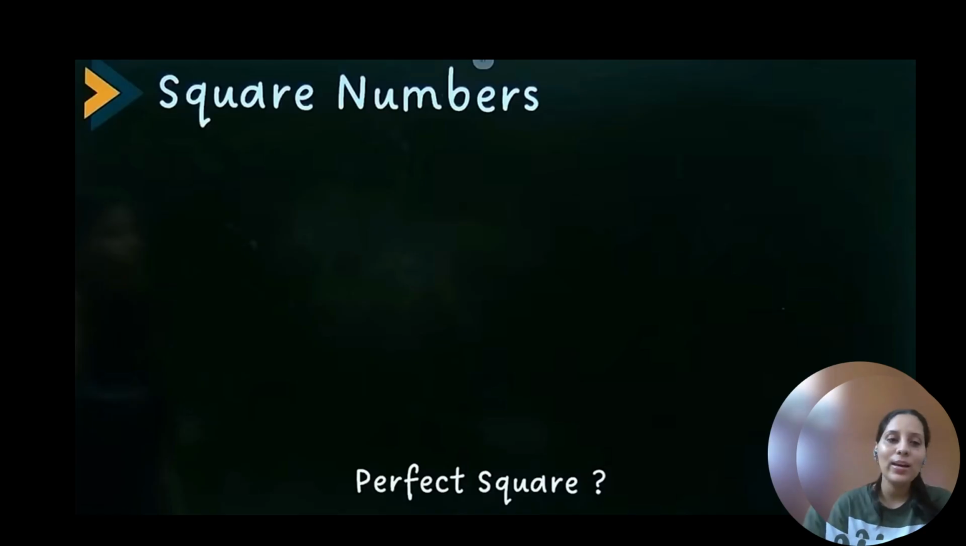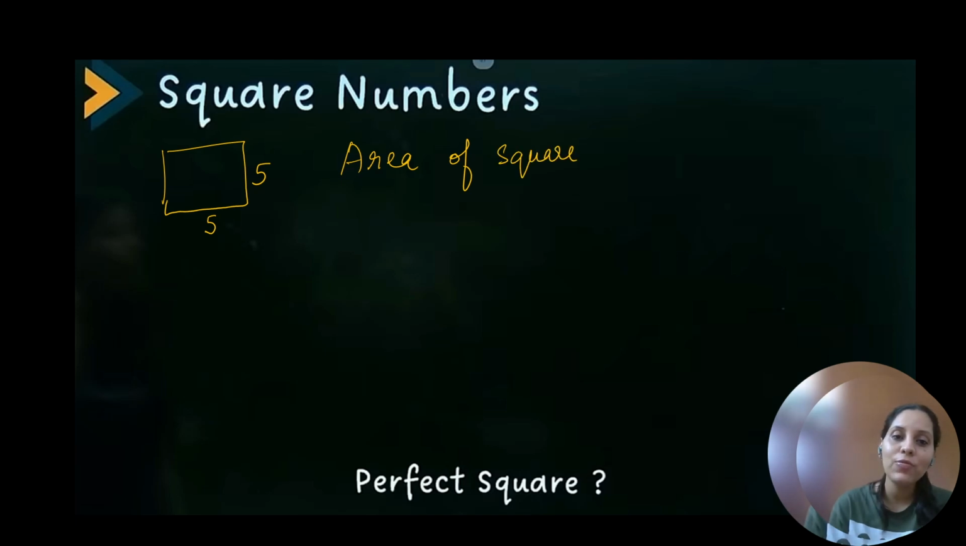So firstly, we will learn about a square. What is a square? So this is a square, isn't it? As we know, in a square all the sides are equal. So if I take this as 5, this is also 5. If I want to find the area of the square, what is the area of a square? 5 square, which is 5 into 5, 25.